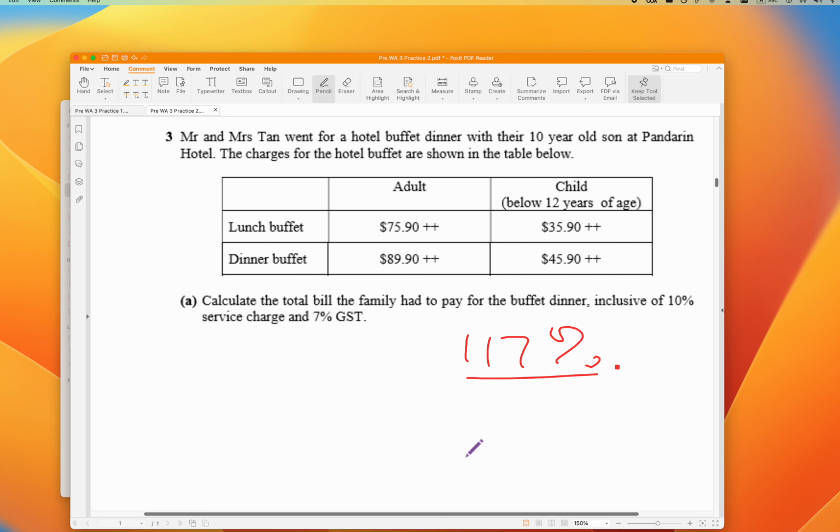Then I think you don't know how to. I mean, because it's inclusion there is of 10% service charge, right? 10% and GST, right? Yeah. So, for the whole thing, in a way, right? Okay, so this is something. This is also a very common misconception. When they say inclusive of 10% and then the 7% GST, is it 10% plus 7%?